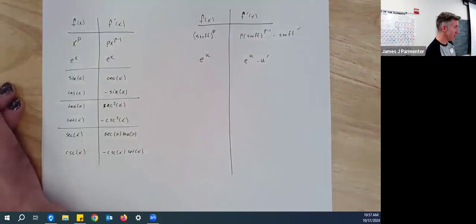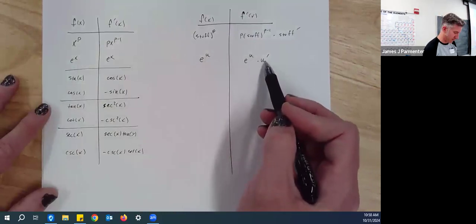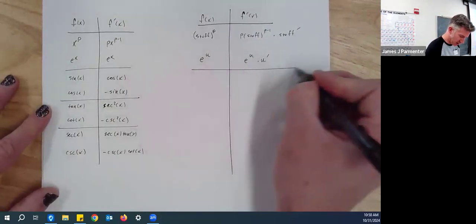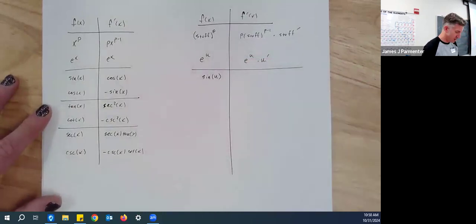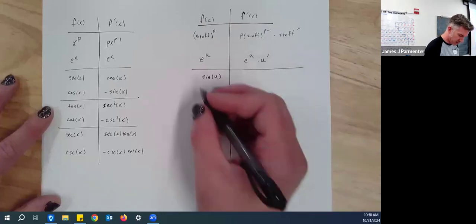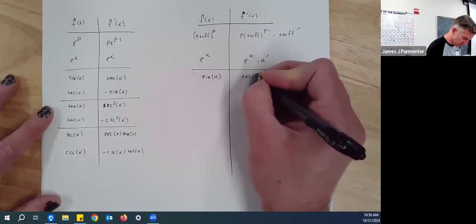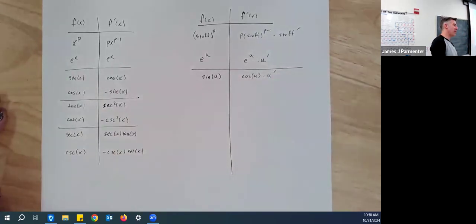U is just my stuff here. So I've got e to the stuff times the derivative of the stuff. If my function is sine of some stuff, I am going to write u because it's just easier than writing stuff. The derivative of sine of some stuff is cosine of the stuff times the derivative of the stuff. And you can write u prime or you can write du dx, whichever way you prefer. They mean the same thing.